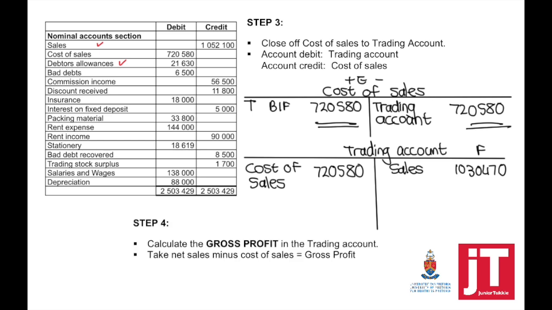Once we have closed off cost of sales, we can now do step number 4, and step number 4 is to calculate the gross profit. To calculate the gross profit, we need to take the credit side minus the debit side equals my gross profit. Take note, I've written it in a different color. That will not be your details.